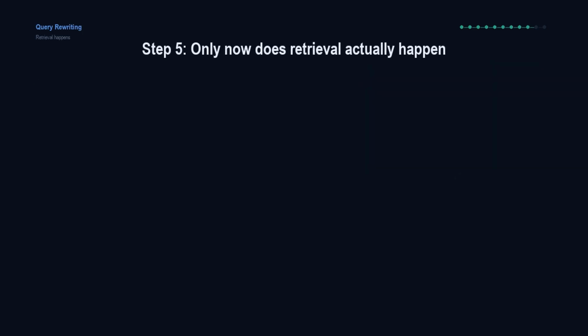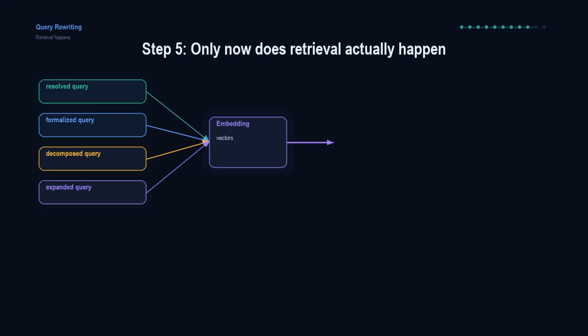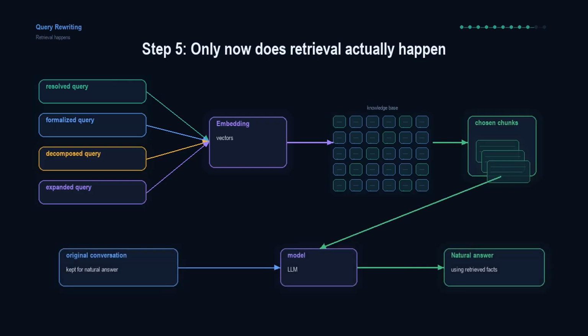Step 5 is to send the rewritten queries to retrieval. Only now does the actual search happen. A handful of diverse expansions gets embedded and matched against the knowledge base, and the results get merged. The retrieved chunks then go back to the model along with the original conversation so the model can answer naturally even though the search behind the scenes looked nothing like the original question. Query rewriting is the translation layer between how humans ask questions and how retrieval systems expect to receive them.